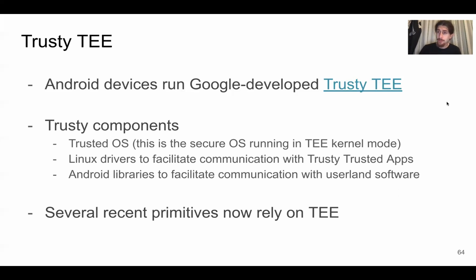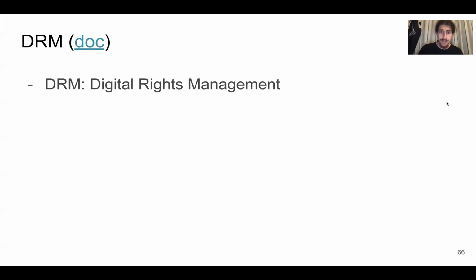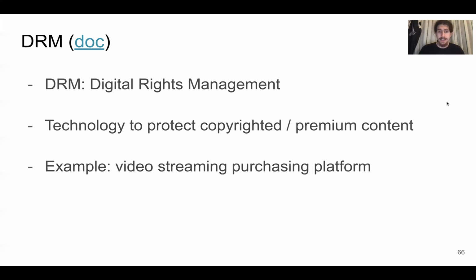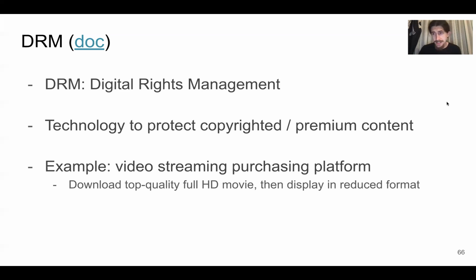And again, there are a number of primitives that rely on this, and these are the ones that we're going to discuss next. So the first one is DRM. DRM stands for Digital Rights Management, and it's a technology to protect copyrighted or premium content. So the idea is video streaming. Netflix uses DRM, and the way it works is that Netflix downloads the good content on your phone, and then it displays this in a reduced format, to fit your phone.